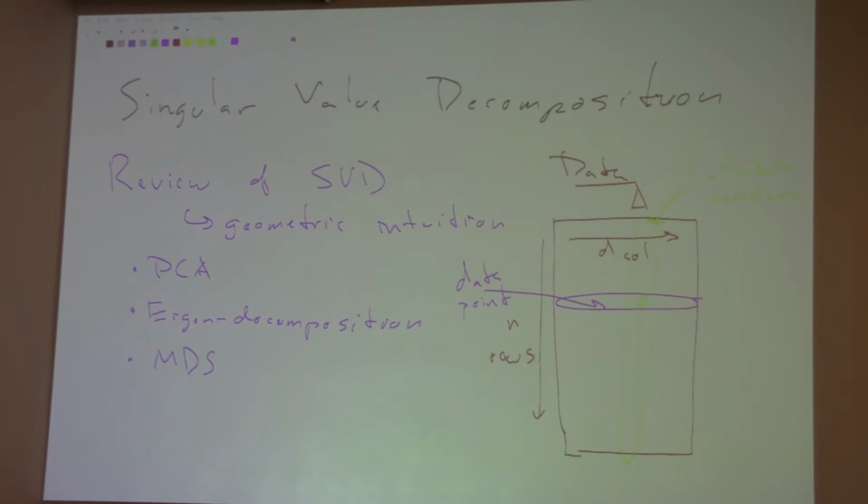Another way to think about this is that we have these data points A_i, and each is going to be some data point in R^d. So it's going to be in this d-dimensional Euclidean space.